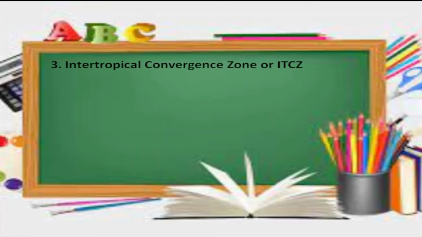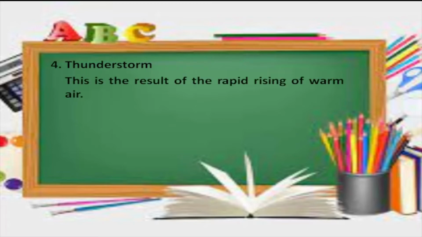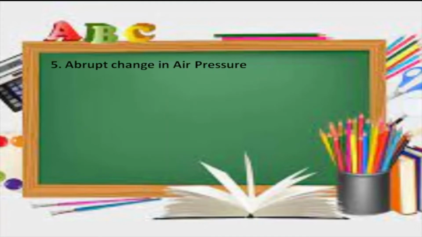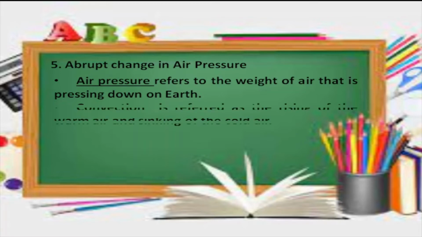Number 3 is the Intertropical Convergence Zone or ITCZ. This area is near the equator where winds from the north and south hemispheres meet. This causes rain to fall from the clouds. Number 4 is thunderstorm. This is the result of the rapid rising of warm air. It brings heavy rain with lightning and strong winds. Number 5 is the abrupt change in air pressure. Air pressure refers to the weight of the air that is pressing down on Earth. An abrupt change in air pressure can trigger weather disturbances.